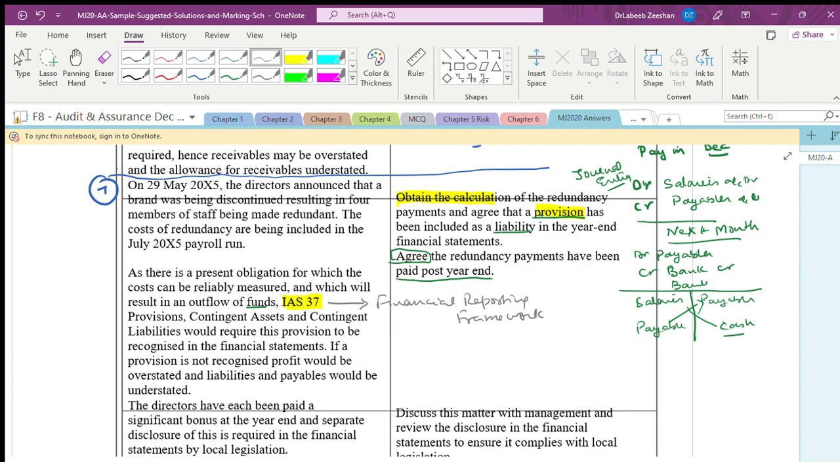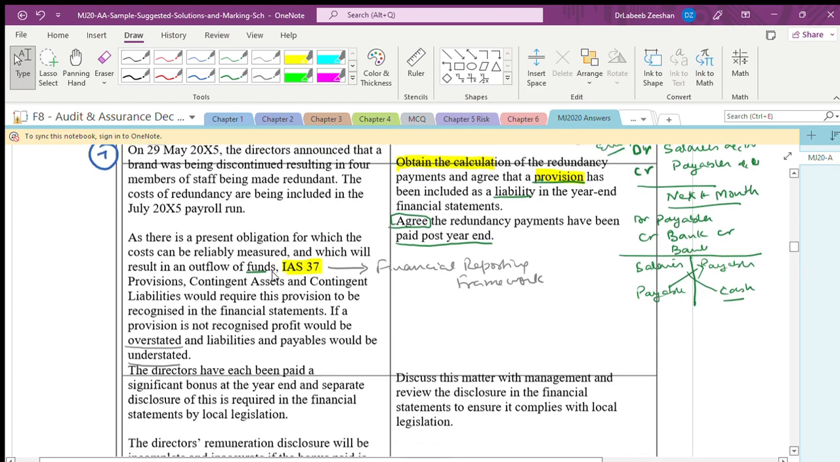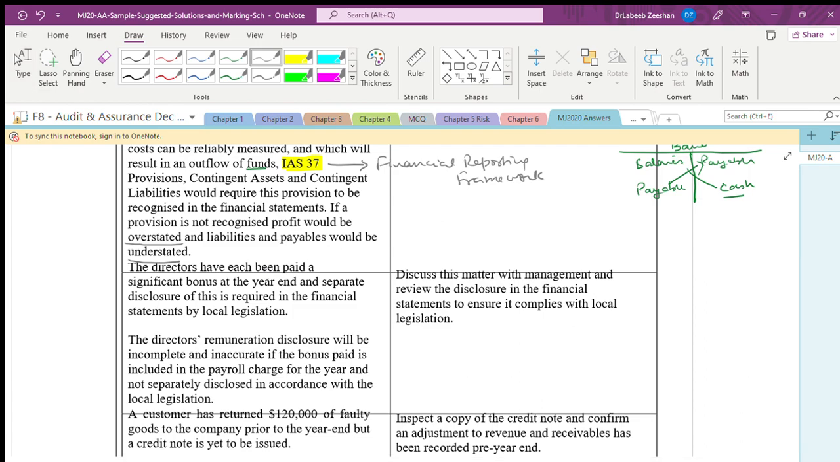If a provision is not recognized, profit will be overstated, and liabilities and payables will be understated. If you are not making any provisions, definitely the profits will be more. The directors have each been paid significant bonuses at the year end, and separate disclosure of this is required in the local financial legislation. The director remuneration disclosure will be incomplete and inaccurate if the bonus is included in the payroll. I told you, bonus and payroll have to be different, salary has to be different.